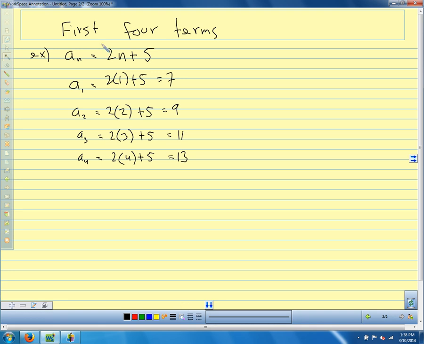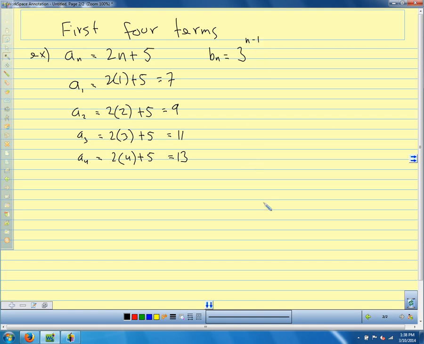And we can define our terms. We can have all kinds of different rules for our nth term, and the more interesting sequences usually have more complicated rules. Let's look at another one. Let's say that b sub n is 3 to the n minus 1.